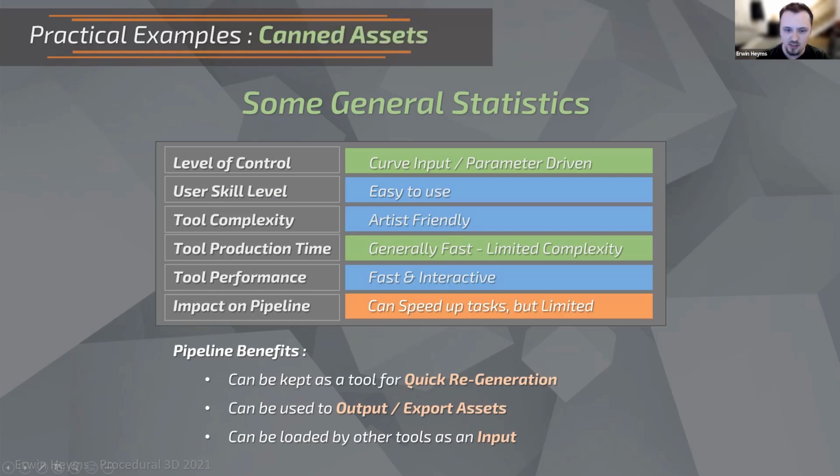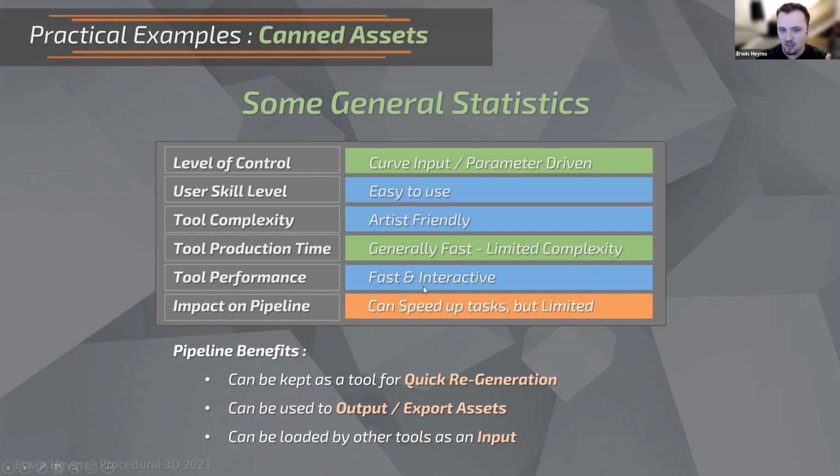So some general statistics here about canned assets. Generally, you use curve inputs, parameter-driven inputs, maybe terrain you can plug into them, depending on what you need them for. They're easy to use because they tend to be smaller and they tend to be artist friendly to build as well. Tool production time is pretty fast because they tend to have limited complexity. They tend to do one thing.